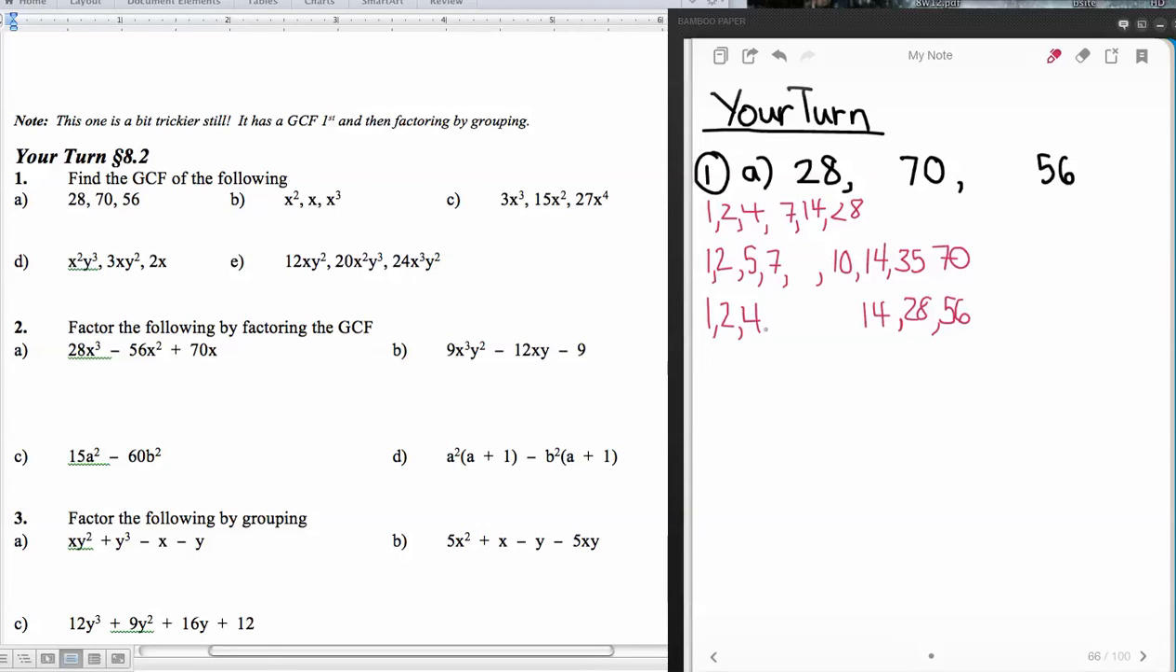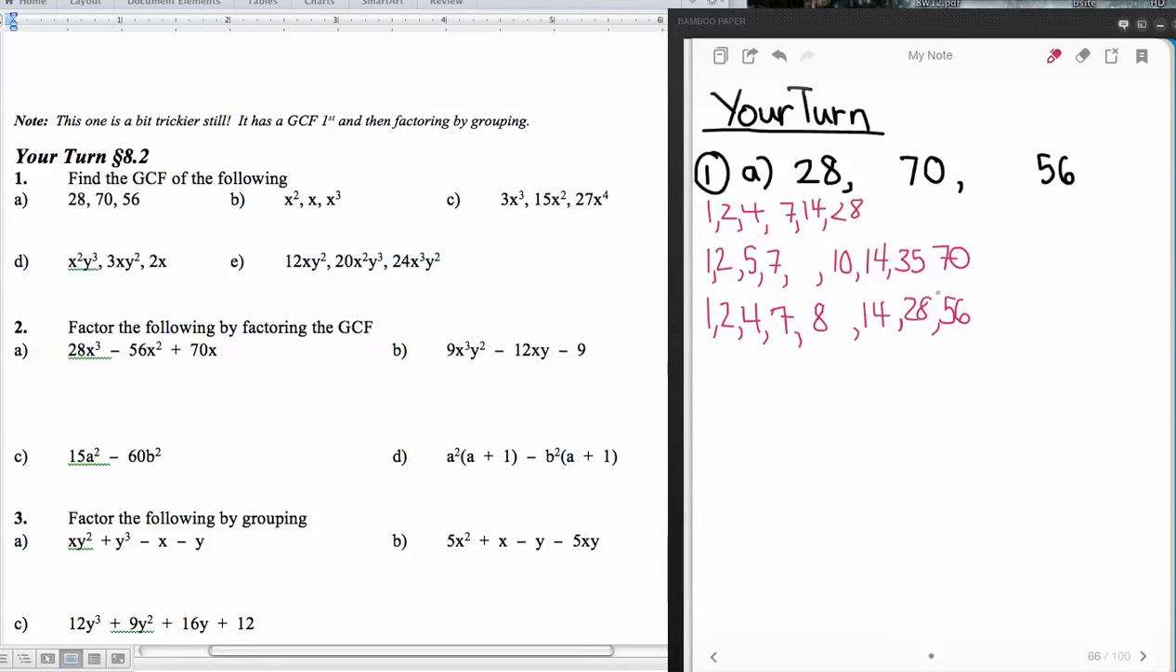And then 5, no, because it doesn't end in a 5 or a 0. 6, 6 doesn't go into there. 7, yes, 7 and 8. And so we know we've met ourselves in the middle because 7 and 8 are right next to one another.